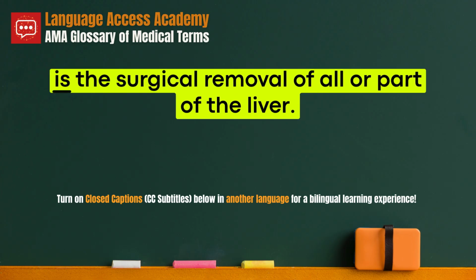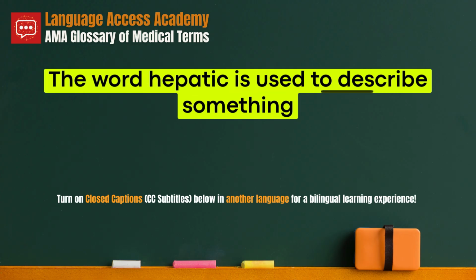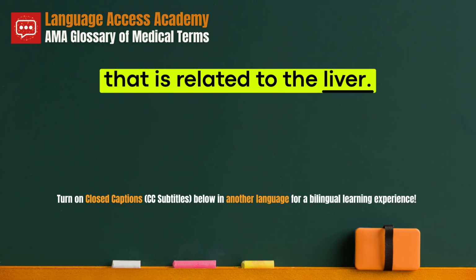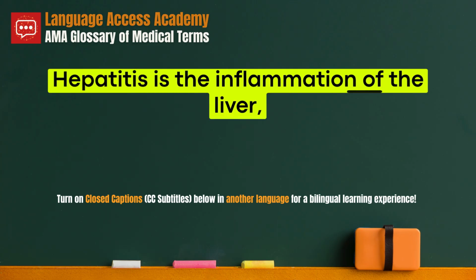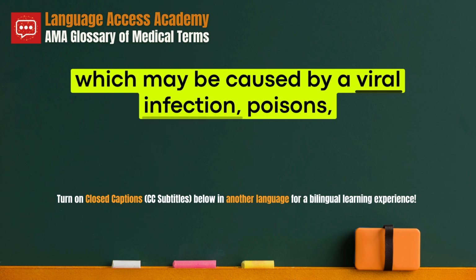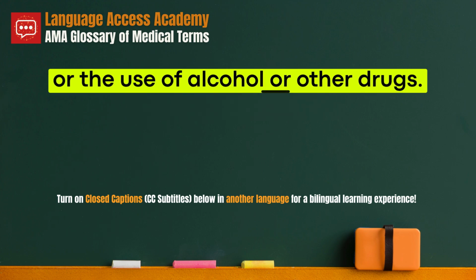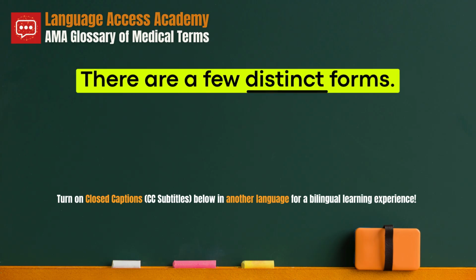A hepatectomy is the surgical removal of all or part of the liver. The word hepatic is used to describe something that is related to the liver. Hepatitis is the inflammation of the liver, which may be caused by a viral infection, poisons, or the use of alcohol or other drugs. There are a few distinct forms.